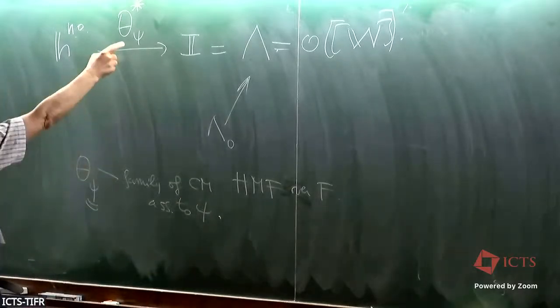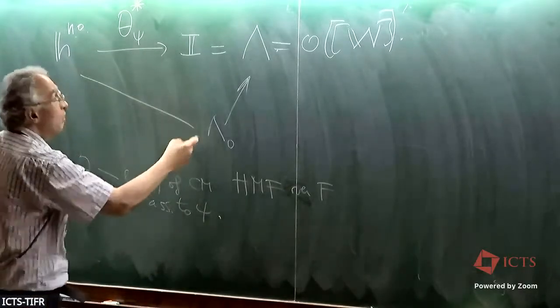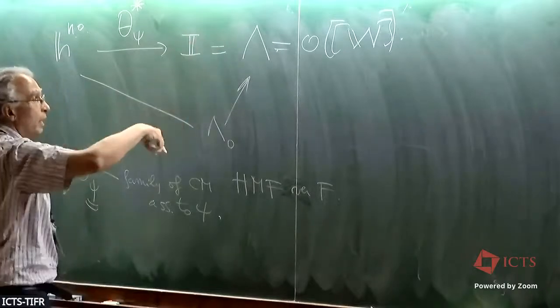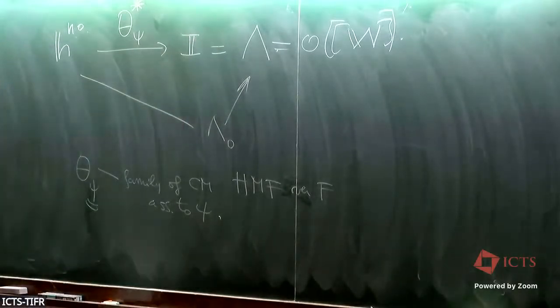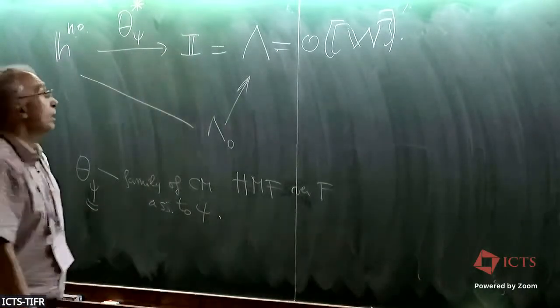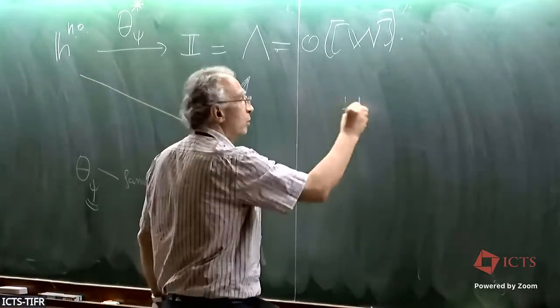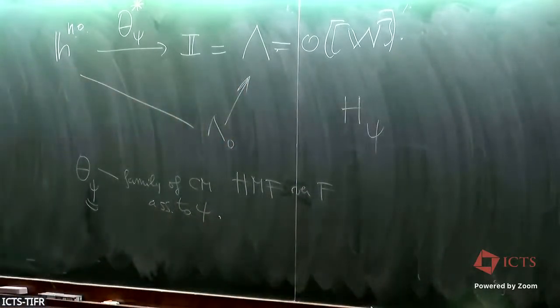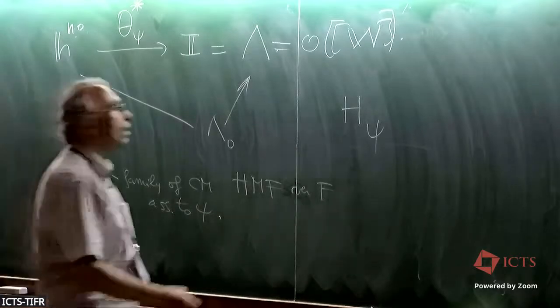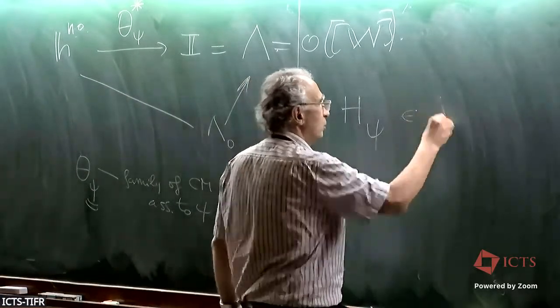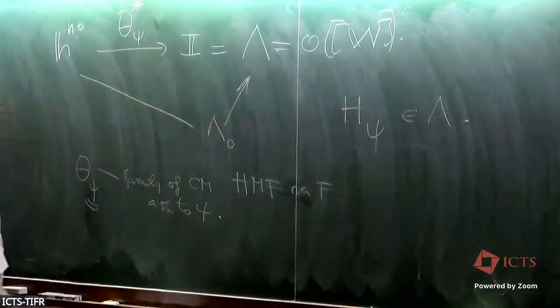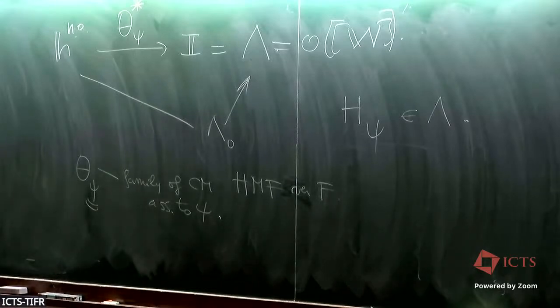So we will define this family, and so it will be a lambda 0 algebra homomorphism. And so this is factorial. So there is a congruence series H psi belonging to lambda, of course, up to units. It's not well defined, it's defined up to a unit. Well, I will come back to this next time, I think.